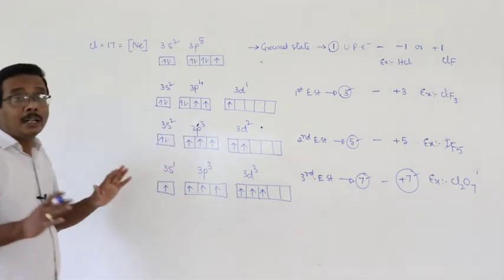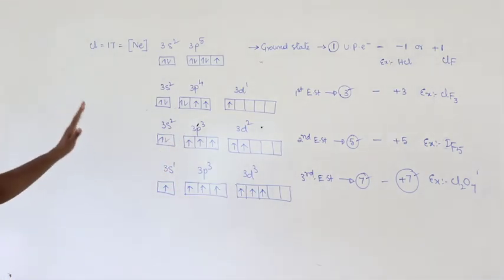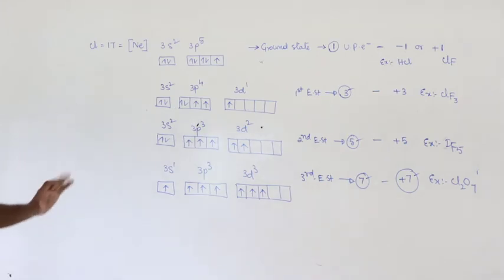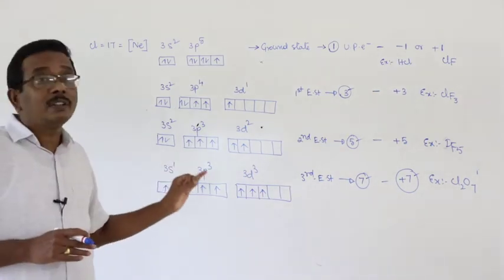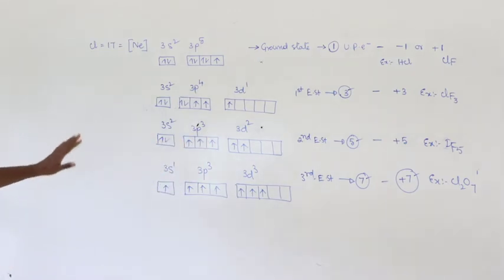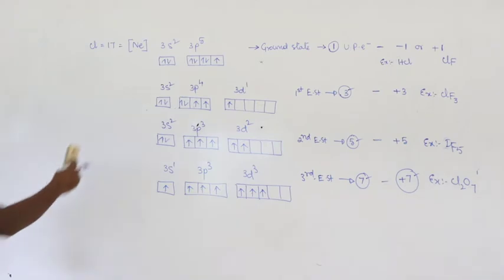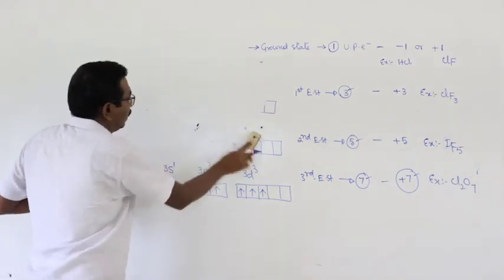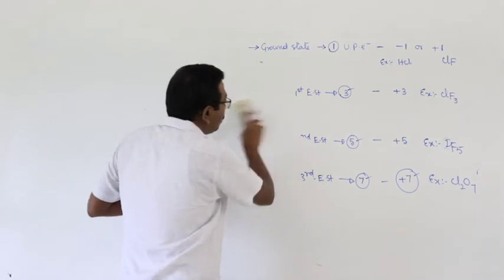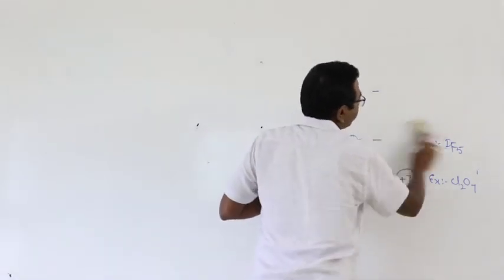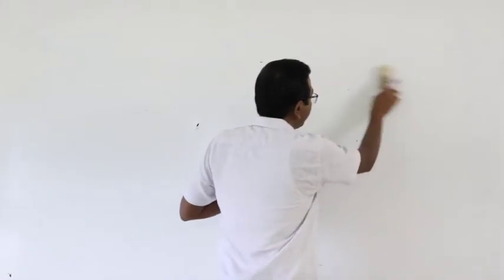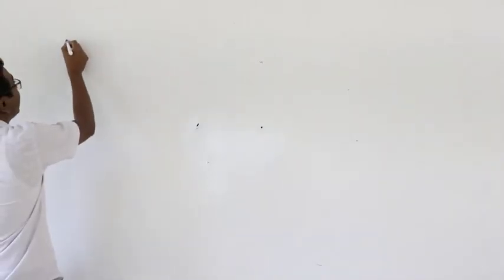This is about the factors that are affecting oxidation states. First one, ionization potential. Second one, electronegativity. And third one, electronic configuration. And now we have to go through some general statements. What are the general statements?